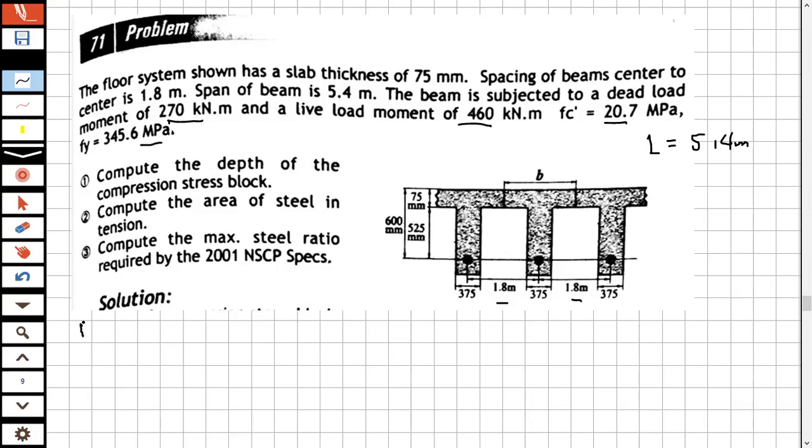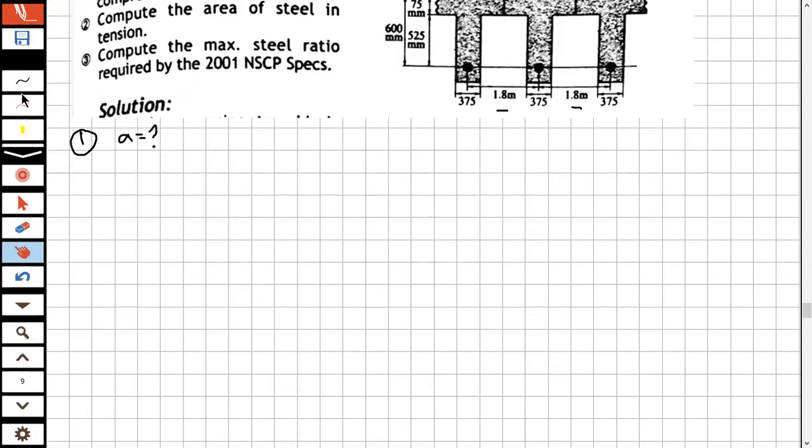Number one, what is the depth of the compression stress block? So what is being asked is, what is a? To do that, we should be able to compute C1 and C2 in order to compute a. But first, let us decide the value of the width of the flange. So what is b?